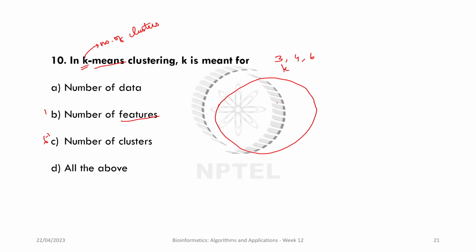And for each observation you will calculate and assign it to the nearest cluster, or the closest group it belongs to, based on whatever features you use as a parameter to calculate those means. So it's not the number of data or the number of features, but it is the number of clusters into which those data are going to be grouped based on some feature. All right. So option C is the right answer.